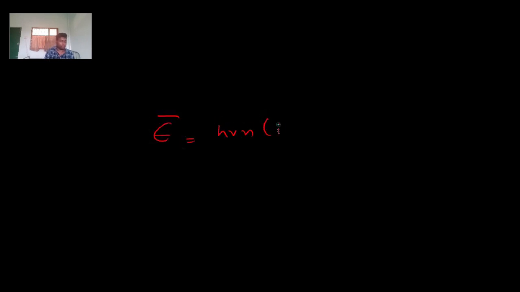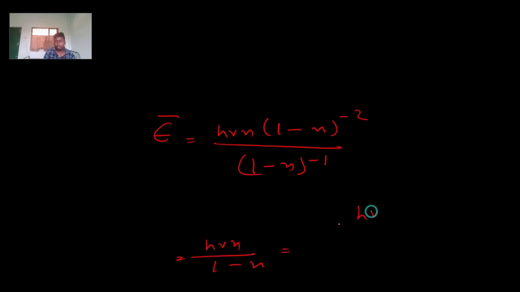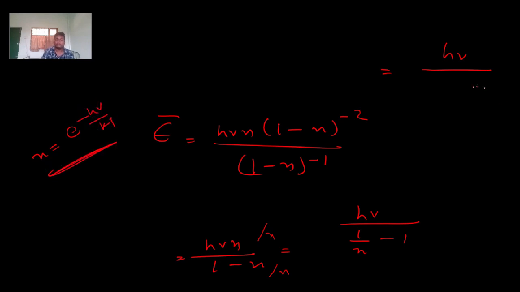the average energy can now be written as h nu x into 1 minus x to the power minus 2 by 1 minus x whole to the power minus 1, and h nu x by 1 minus x will give you h nu by 1 by x minus 1, or dividing x on both sides, you get this. Okay, so this will lead to h nu by, we took x equals e to the power minus h nu by kT, right? So 1 by x will be equal to e to the power h nu by kT, because the minus term will vanish since we are making it reciprocal, so it will be e to the power h nu by kT, and here minus 1. So this was the average energy formula.